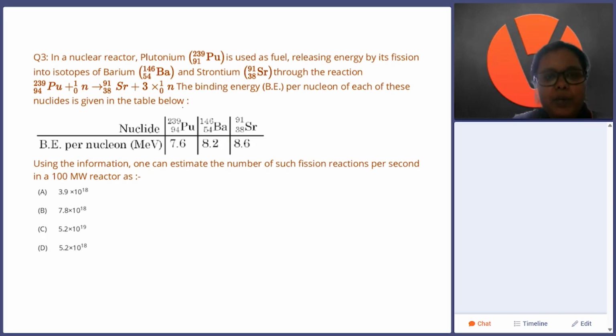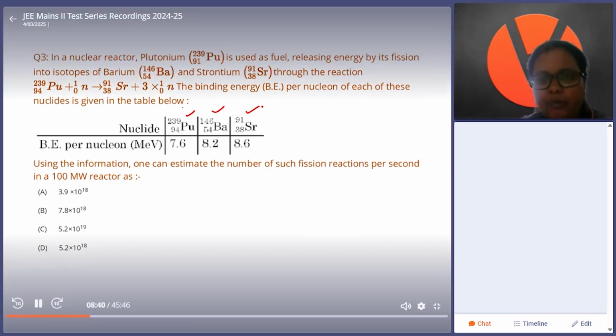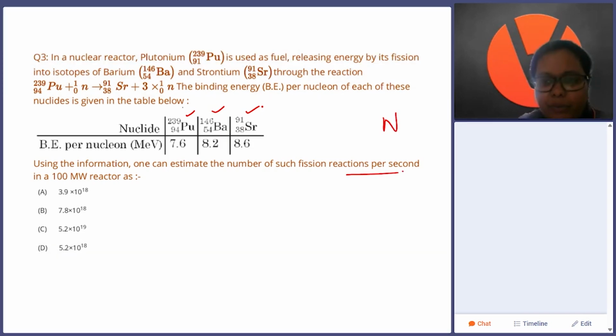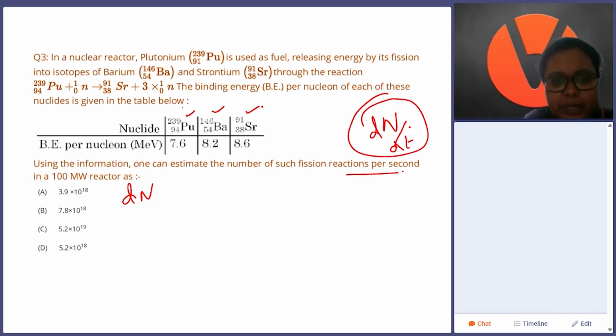And the next question is: in a nuclear reactor, plutonium is used as fuel, releasing energy by its fission into isotopes of barium and strontium. So through the reaction they mentioned here, the binding energy per nucleon of each of these nuclides is given in the below table. So plutonium, barium, strontium, right? Using the information, one can estimate the number of such fission reactions per second. So the number of fission reactions per second, shall I write it as dN by dt? So what shall I do? dN by dt would be equal to power divided by released energy. So how shall I find the released energy? See, these all are the products I received, right? So products minus the source. So what shall I do now?